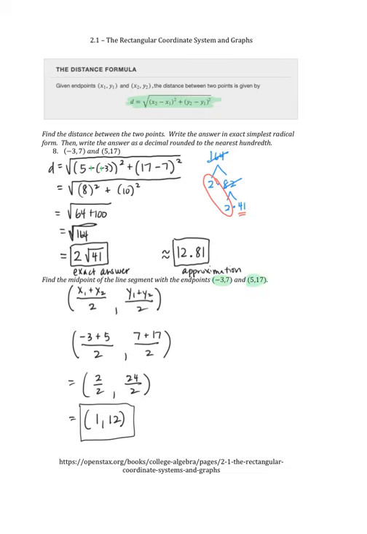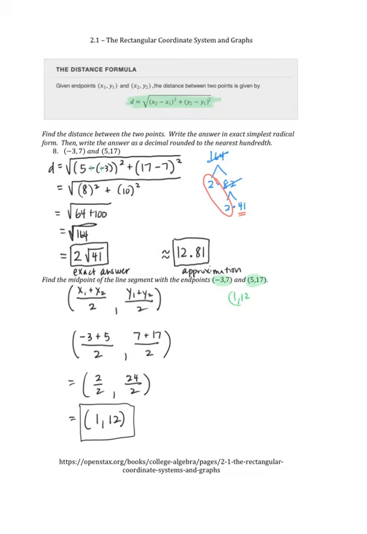Now, you can kind of look at your answer and see if it makes sense. So (1, 12). Is 1 between negative 3 and 5? Yes, it is. Is 12 between 7 and 17? Yes, it is. You can even go further and see if you add the same thing each time, if you want to check your work. To get from negative 3 to 1, I need to add 4. To get from 1 to 5, I need to add 4. So the x values work.